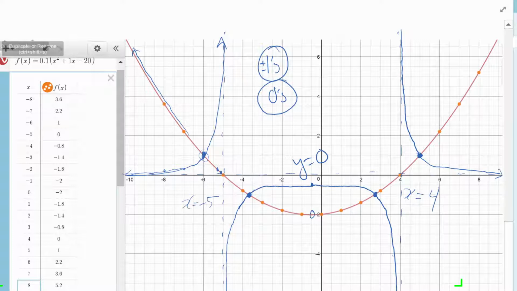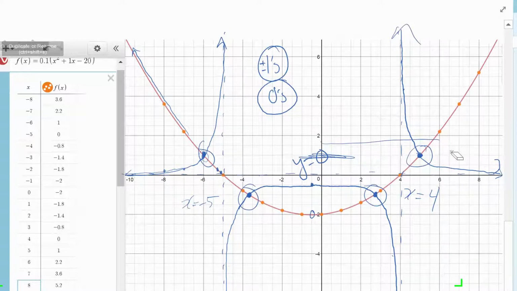And that's about it. So the key things to look for: find the ones, find the zeros, draw in the curves appropriately. I'm not going to do a 2 for you. I think you can just get out your textbook and get to work.